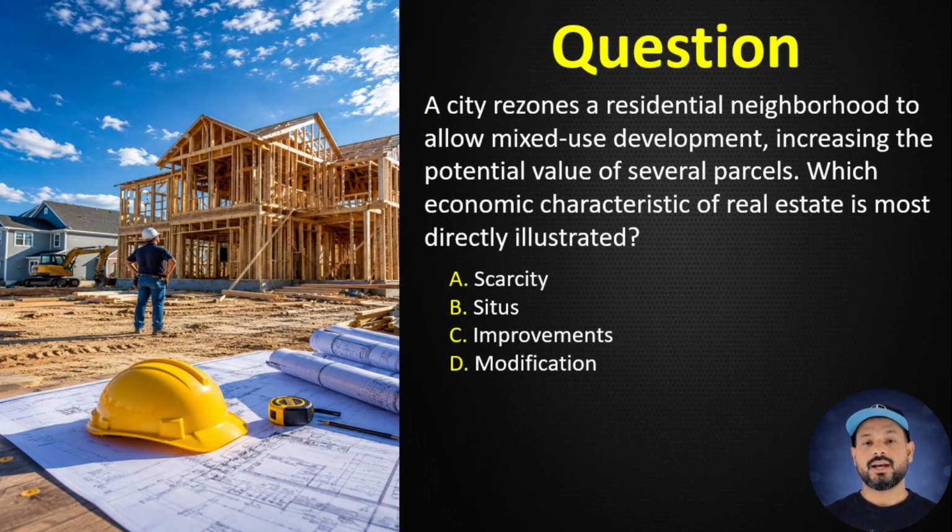Question number 39. A city rezones a residential neighborhood to allow mixed-use development, increasing the potential value of several parcels. Which economic characteristic of real estate is most directly illustrated? A. Scarcity. B. Situs. C. Improvements. D. Modification. Correct answer, D. Modification. Modification refers to changes made by people, including zoning changes that affect property value.